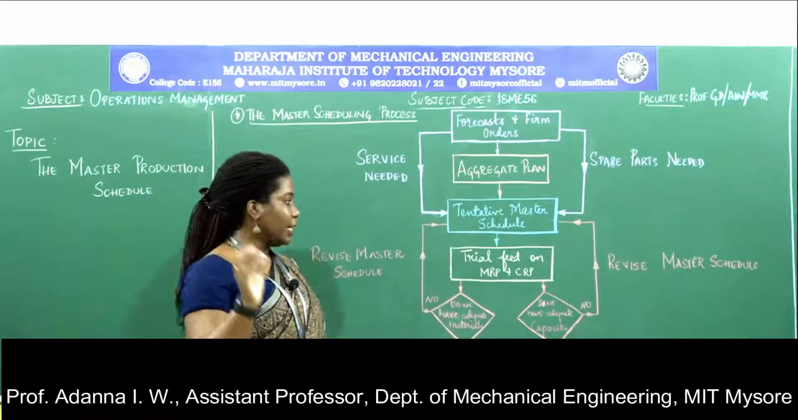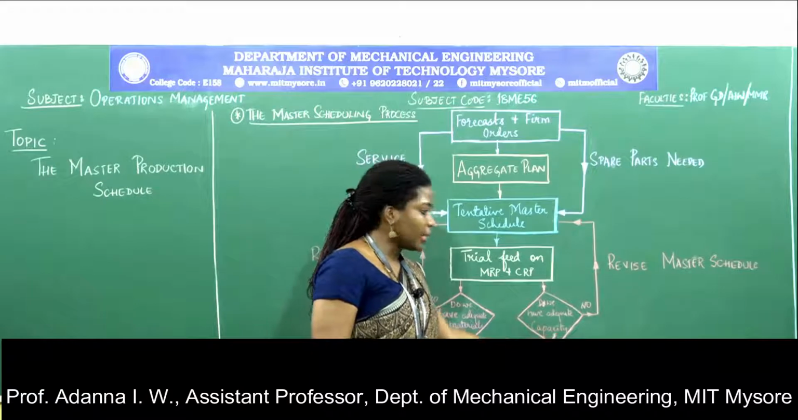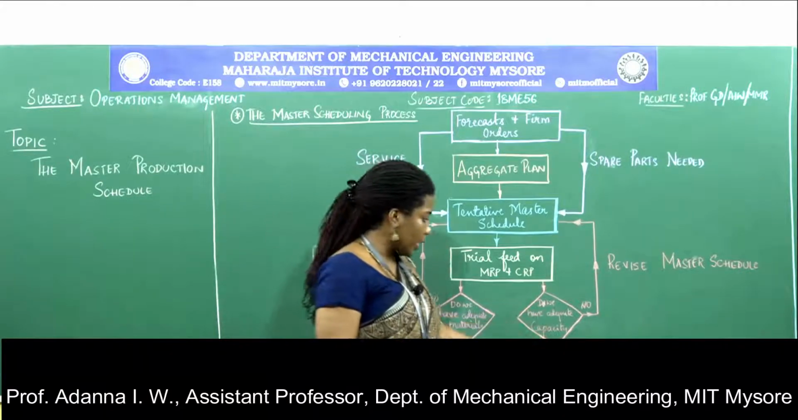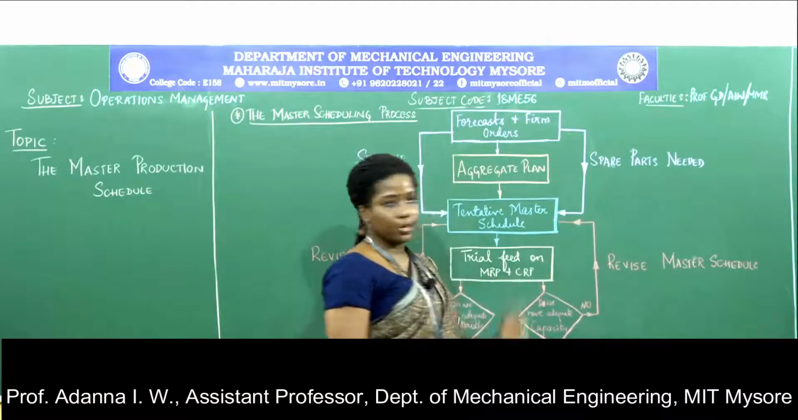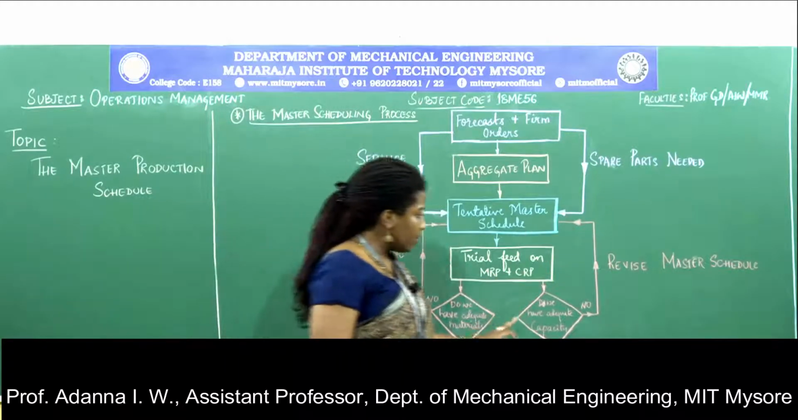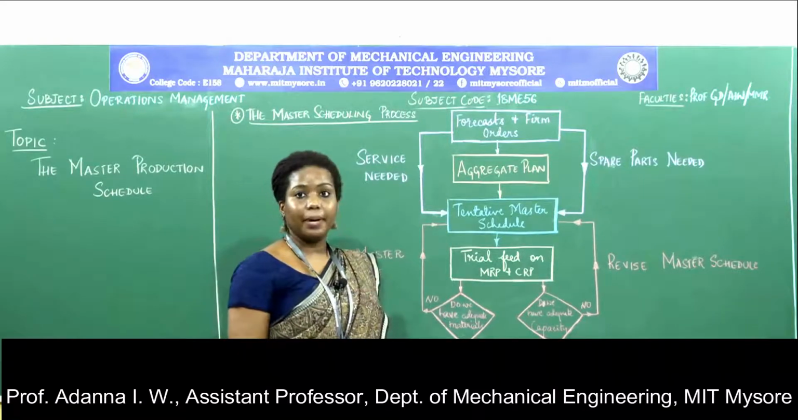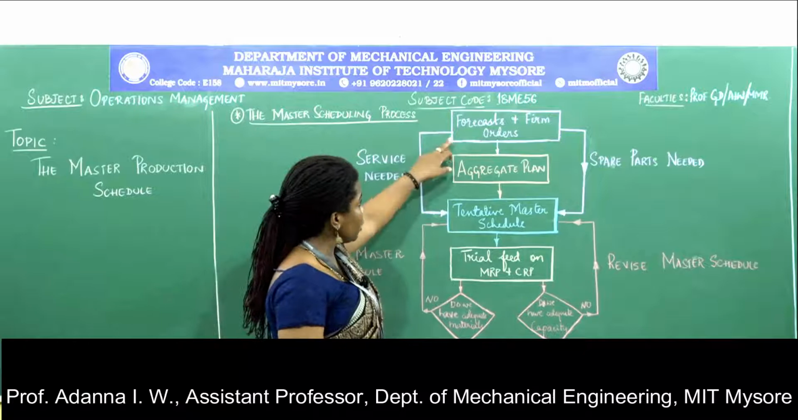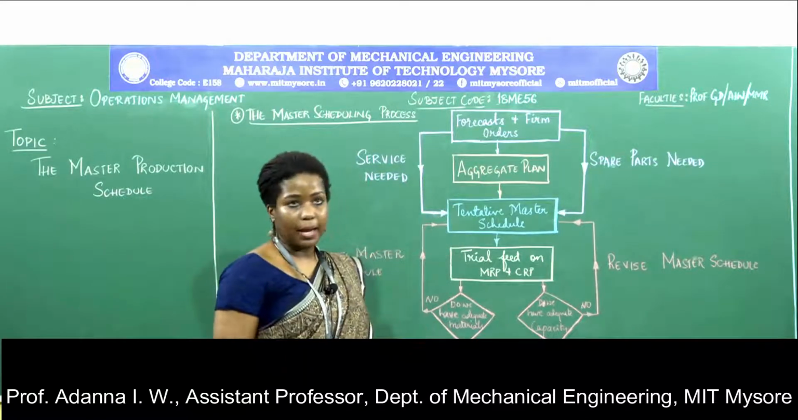This is for the material requirement plan. Capacity requirement: do we have adequate capacity? If yes, we go ahead and print the firm master schedule. If no, again we revise the master schedule. Now here, one more thing that needs to be paid attention to is, these forecasts of the firm and orders here give information to the aggregate plan.